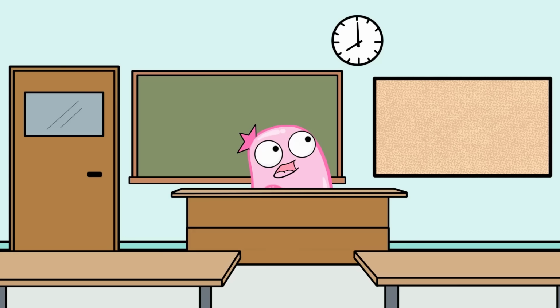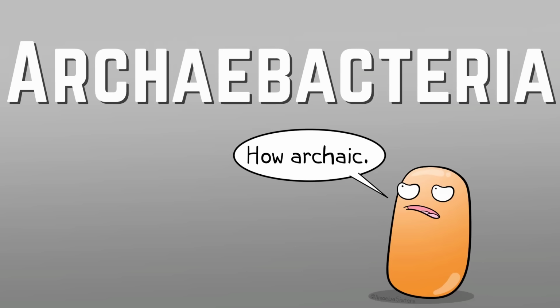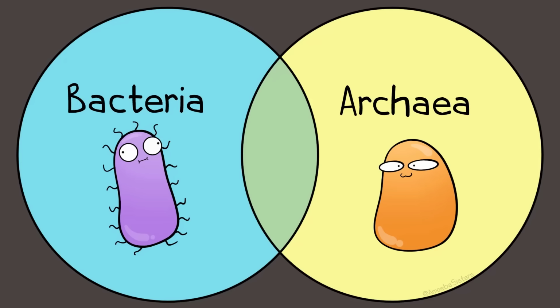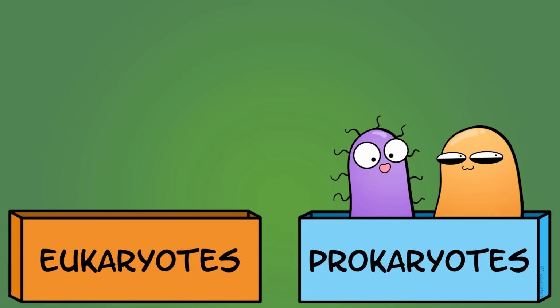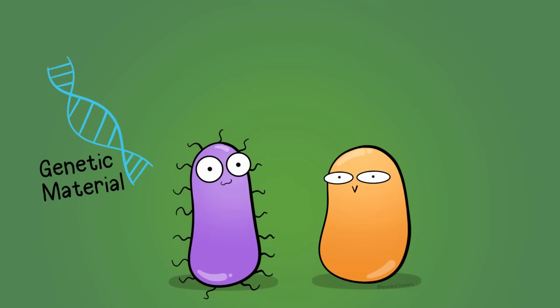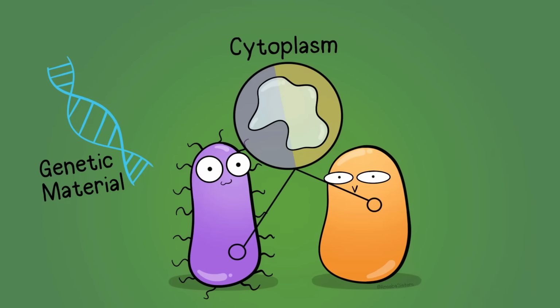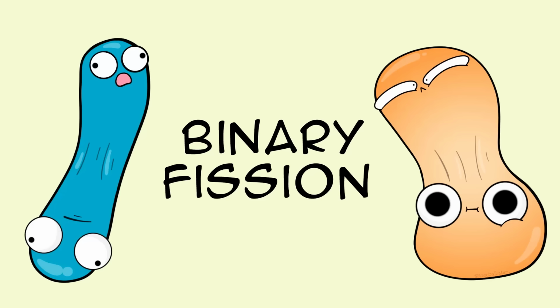It's interesting because when I first started teaching, it was common to call archaea archaebacteria. But that is an outdated term because archaea aren't bacteria. Now, they do have some things in common with bacteria. They're both unicellular. They're both prokaryotes, so they have no nucleus. And they also don't have membrane-bound organelles. They both have genetic material and cytoplasm and ribosomes. Both bacteria and archaea can be classified as autotrophs or heterotrophs, and they both do binary fission to reproduce.